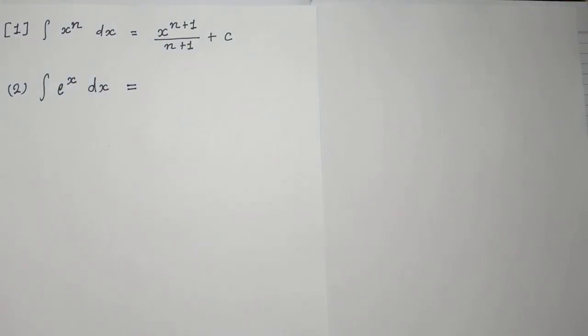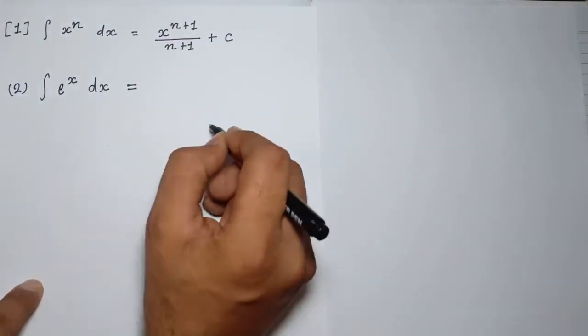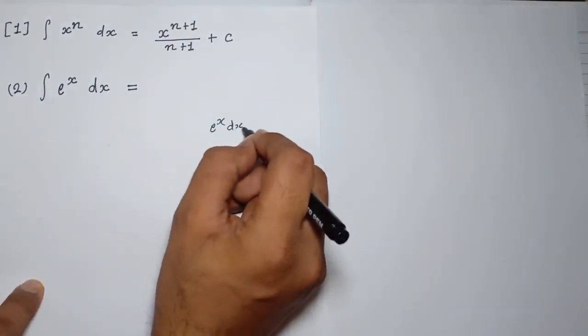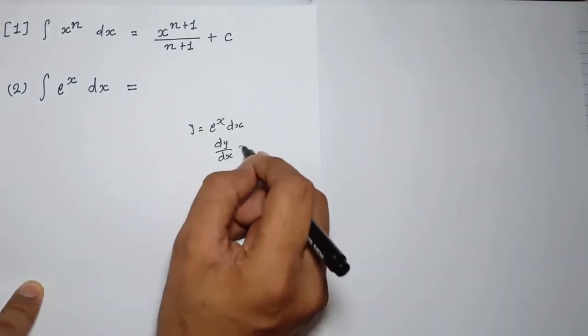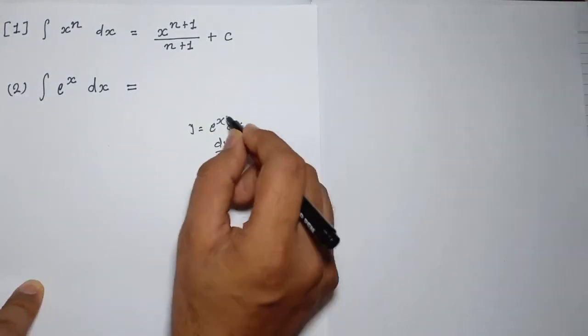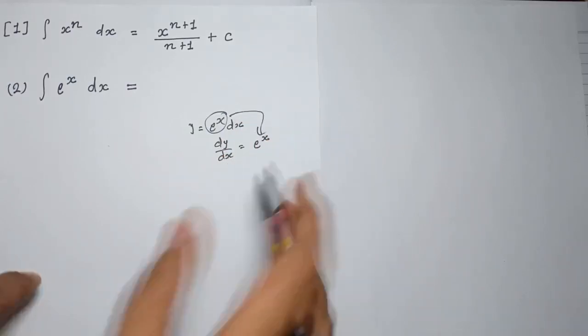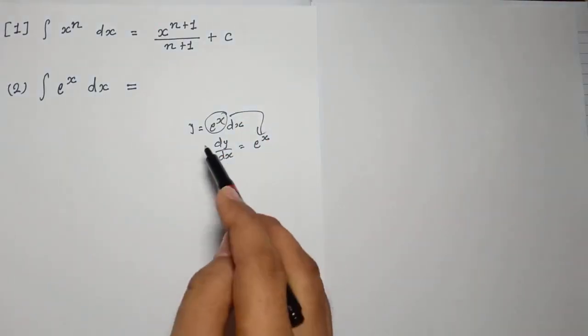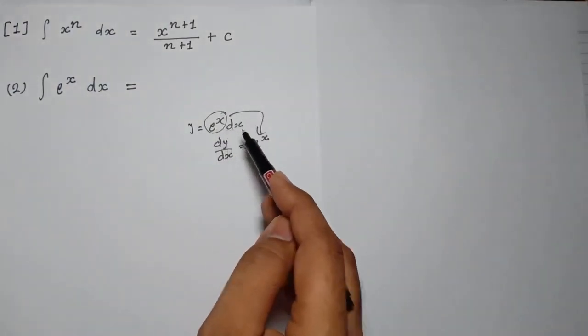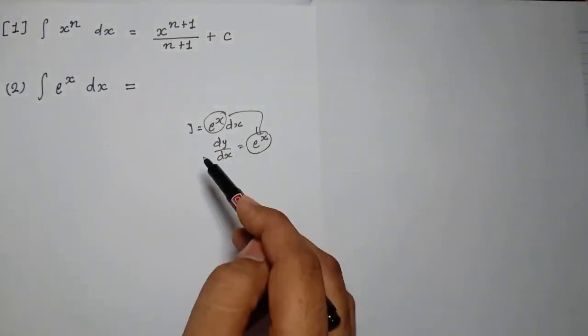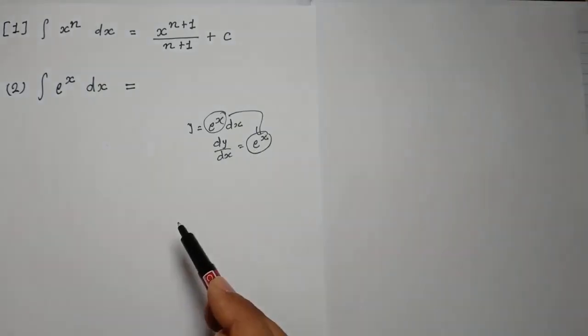We have learned about e raised to x in differentiation. What will be the differentiation of e raised to x? We know that the differentiation of e raised to x is e raised to x, as it is. We learned this in semester 1, also in standard 12, that if you differentiate e raised to x, it will be the same e raised to x.